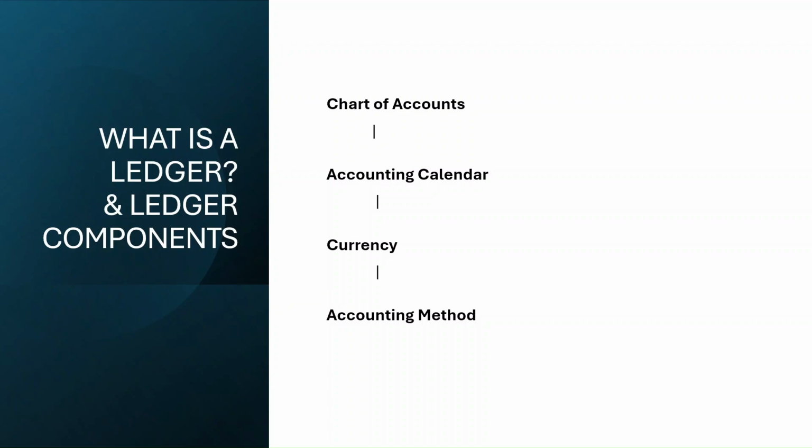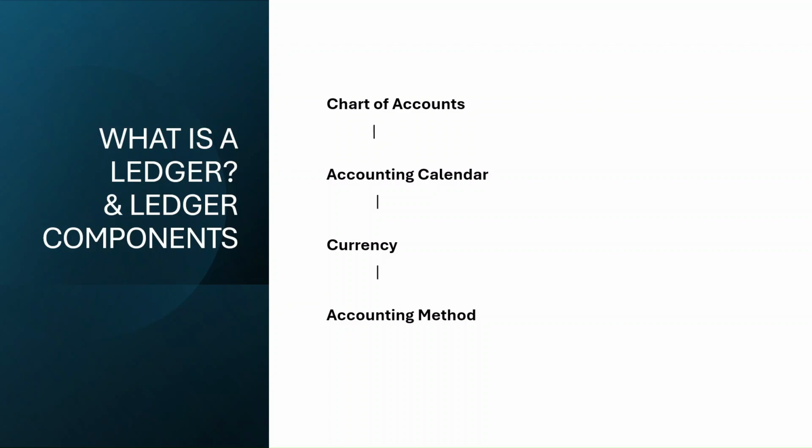So a ledger is the main accounting record keeping framework used by Oracle General Ledger. It brings together important accounting components. Oracle EBS uses these components to determine how accounting information is recorded and maintained in the ledger. These components work together to establish our accounting framework.